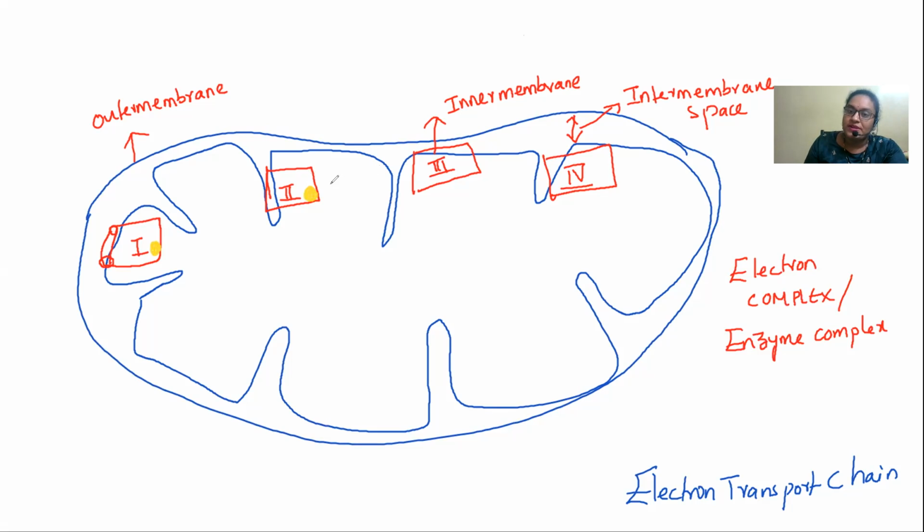What are these complexes? These are the electron complexes or enzyme complexes of the electron transport chain. Where are they present? On the inner membrane, or in the inner membrane. Now let me take a suitable color. There are some other electron carriers present here in the inner membrane, and these are none other than coenzyme Q. Coenzyme Q can also be called ubiquinone. We are going to call this ubiquinone.